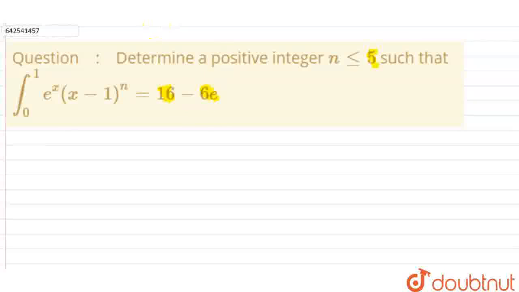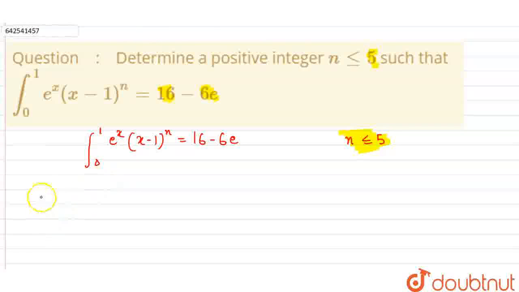So we have to solve this question, and the given integral is 0 to 1 e to the power x into (x minus 1) to the power n is equal to 16 minus 6e, right? And it is given that n is less than or equal to 5. So considering this in mind, we are going to solve this question.